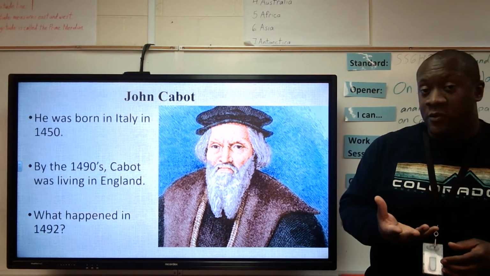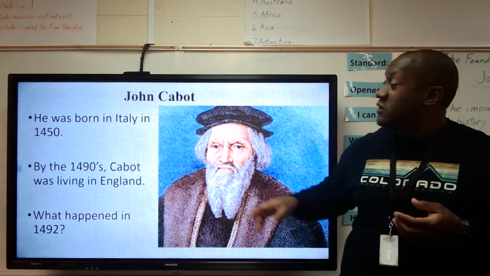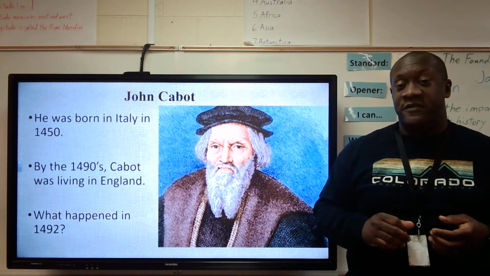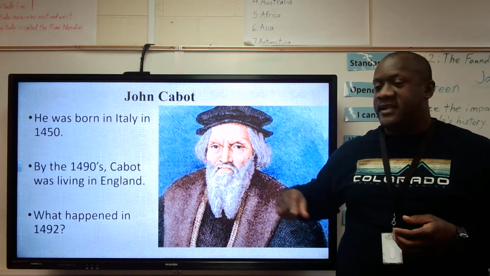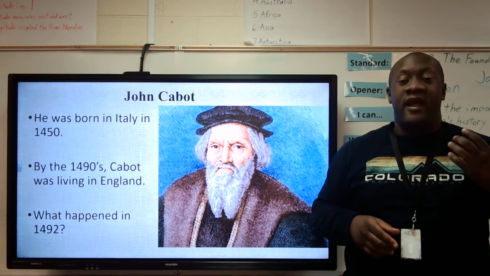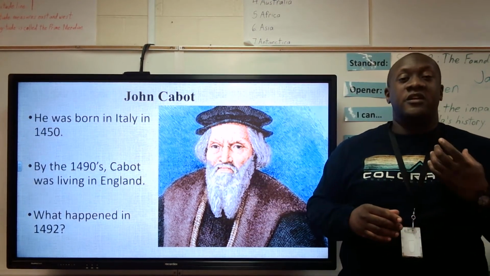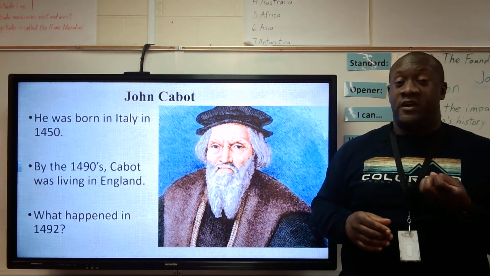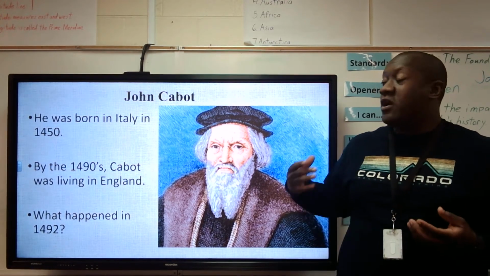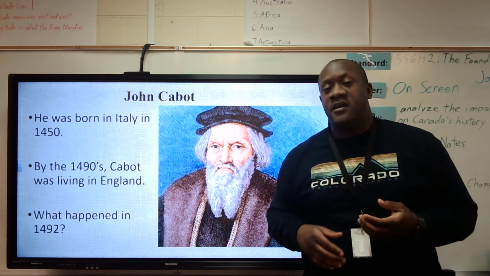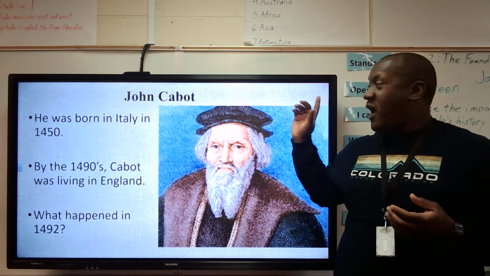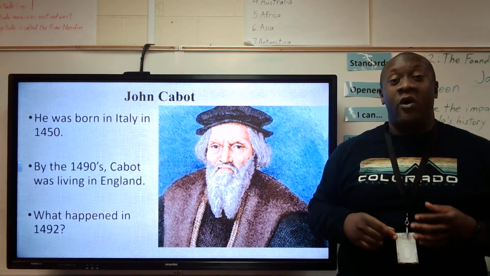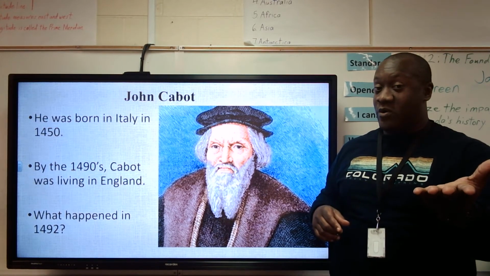Giovanni Caboto. Now, Giovanni Caboto was born in Italy in 1450, but by the 1490s, he's living in England. And since he's living in England, the English word for Giovanni is John, and Caboto becomes Cabot. So John Cabot is how we know him in the English-speaking world, or the Anglophone world.